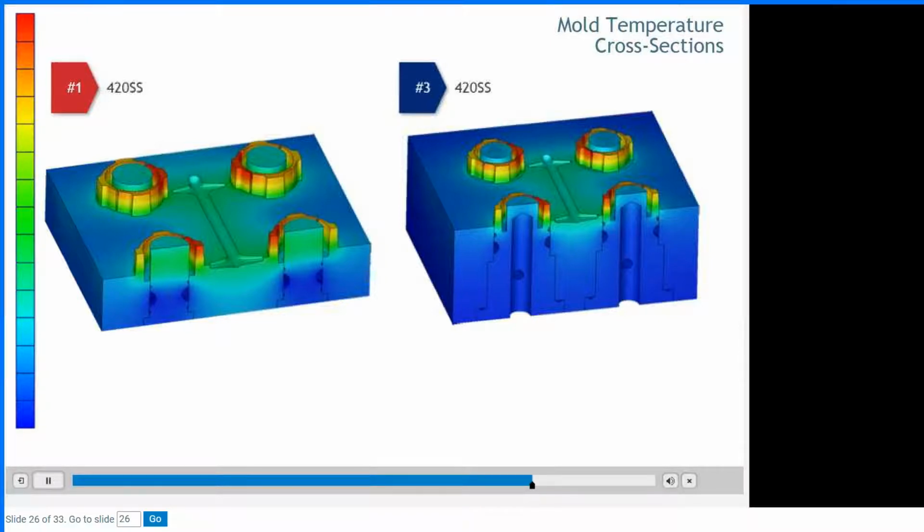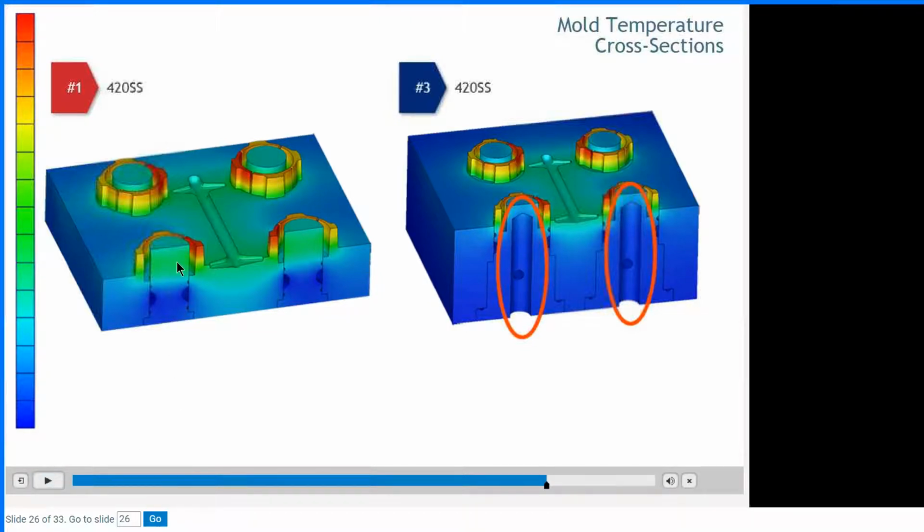As a reminder, the mold steel for all the components is 420 stainless steel. The hottest portion of the mold is near the gate in the thinner outer core section. Moving the ring water circuit closer to the outer core had a minimal impact on temperature. But the addition of the center baffle circuit reduced the core temperature to an acceptable and controllable level.